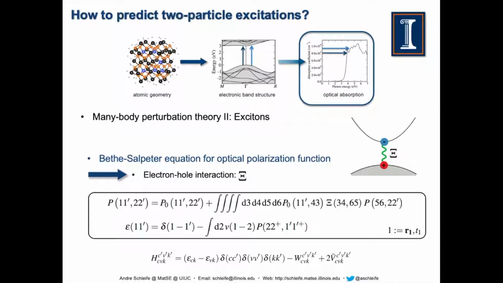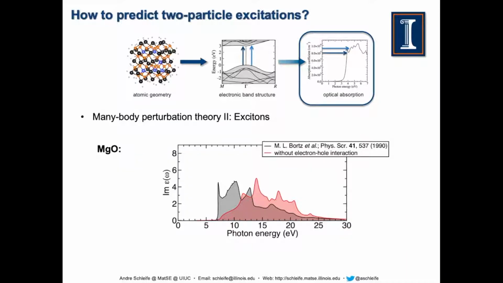So we set up the Hamiltonian, then we calculate epsilon from it, and then we compare to experiment. This is an example for magnesium oxide. What I plot here is the imaginary part of this epsilon quantity as a function of photon energy. And you can see two curves here. One is the black curve, that's an experimental result for magnesium oxide. And then there's the result that we would get if we do not take into account this electron hole interaction.